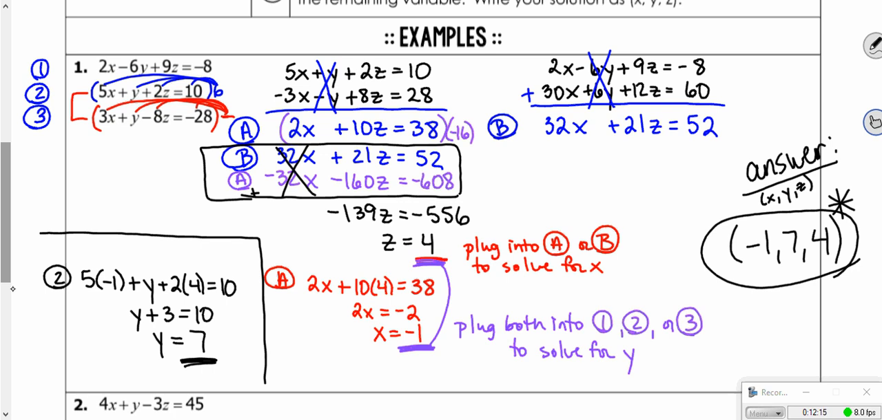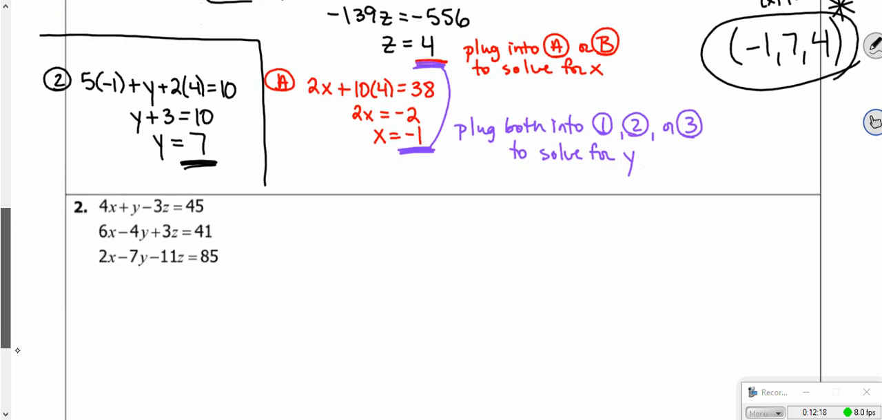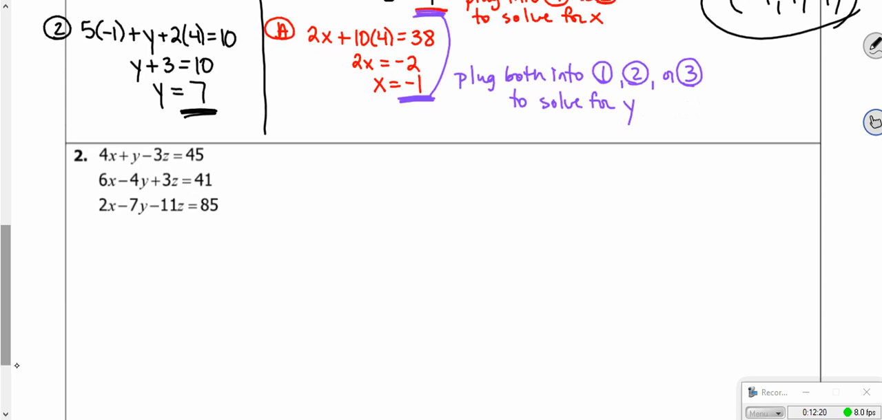Let's look at number 2. Let's just go down. Looking at all of these, I'm looking at my x's. I'm always on the lookout for what's going to be the easiest variable to start eliminating. So x's, at least 4, 6, and 2 are all multiples of 2, so they're all even. Y's, I've got coefficients of 1, 4, and 7. That's kind of ugly. And then the z's, I have 3, 3, and 11. The 3 and 3 would be easy, but then you'd have to do the 3 and 11. That would not be so easy.